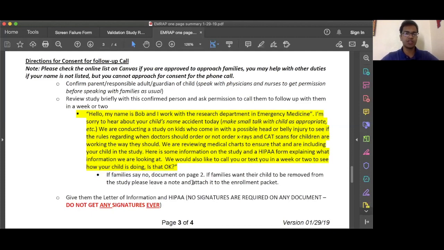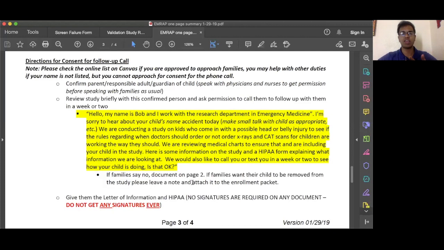The other thing you want to do is when you're talking with them, you want to hand them the letter of information that you've held on to when you first got the Form 1. And remember, that's just for them to keep. We don't take any signatures. If they grab a pen, make sure to tell them that they don't need to sign anything, and that's completely okay.